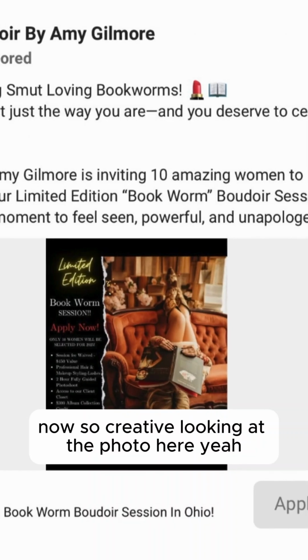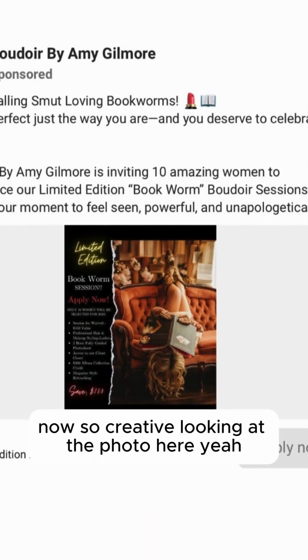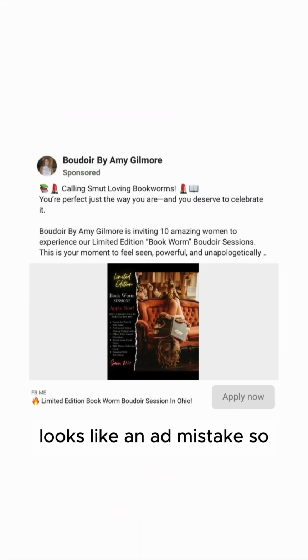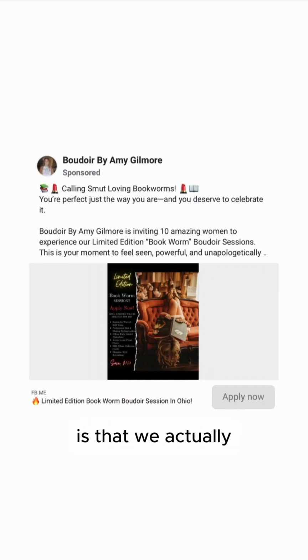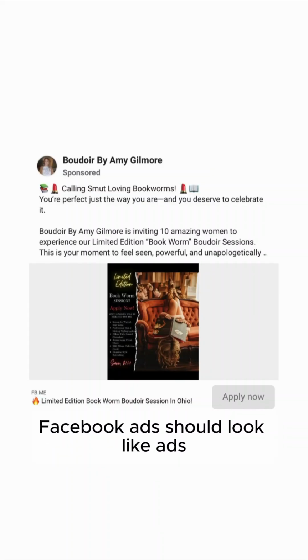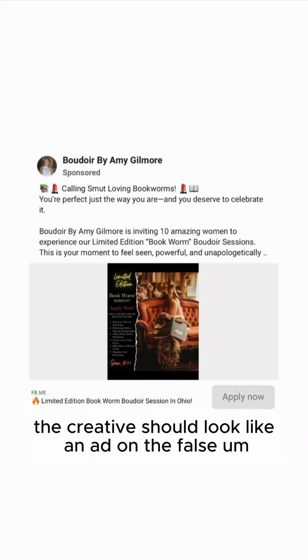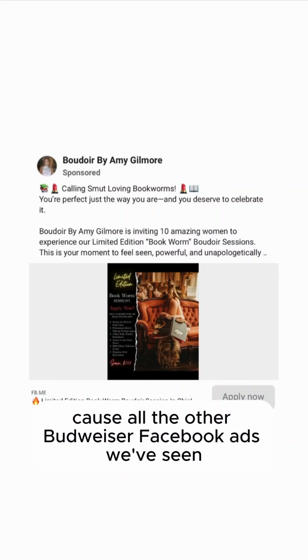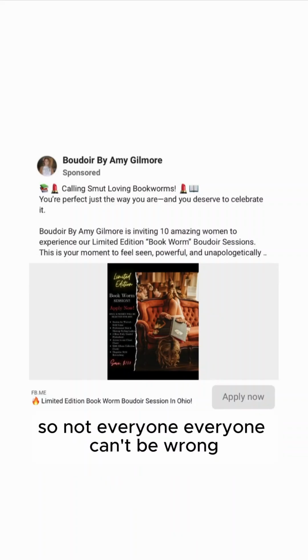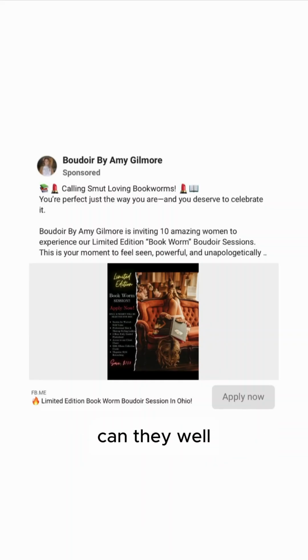Now, so creative, looking at the photo here, yeah, we've got the looks-like-an-ad mistake. The false belief that caused us to make this mistake is that we believe Boudoir Facebook ads should look like ads. The creative should look like an ad. That's because all the other Boudoir Facebook ads we've seen all look like ads. So not everyone can be wrong, can they?